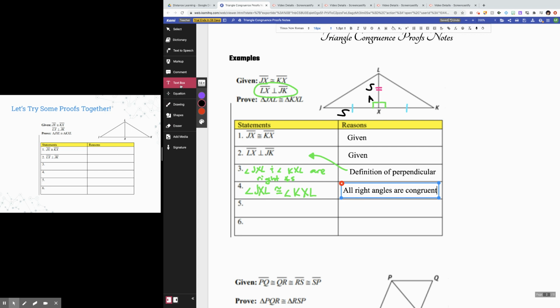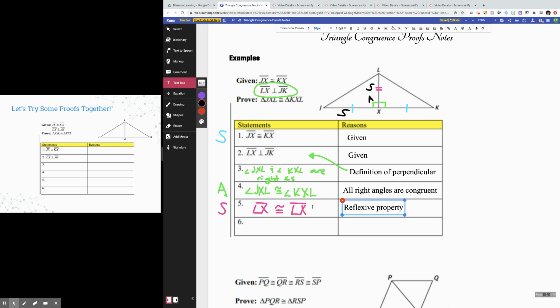So what I have right now is an angle that I have justified right here. I have a congruence statement for an angle. I have a congruence statement for a side right here. And so I need my last congruence statement for my last side, which is that side LX is congruent to itself. Side LX. Okay, and remember, whenever you say that something is congruent to itself, that is the reflexive property.